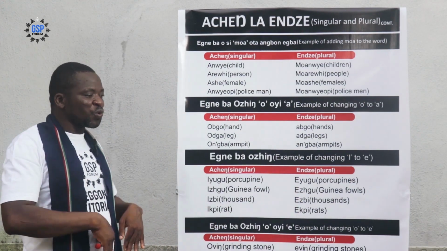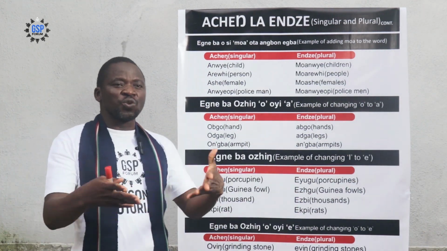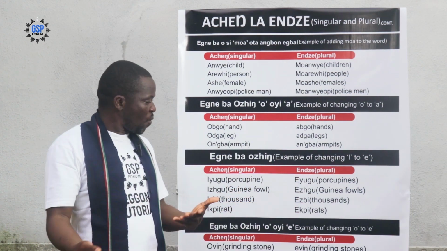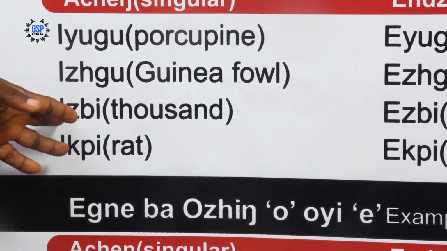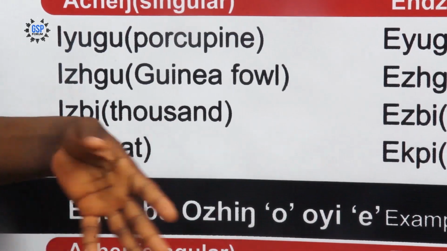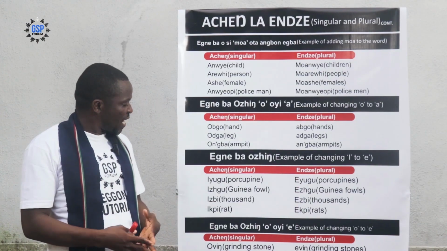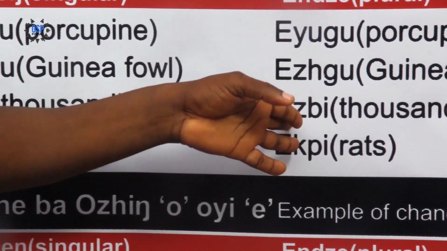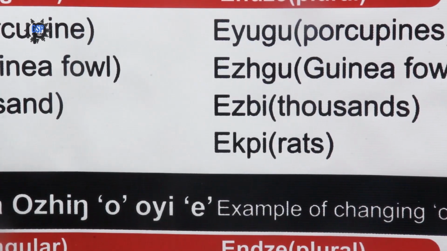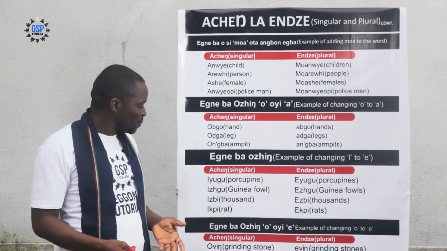Ijgu, when it is one. Ijgu, when it is more than one. Isbi, which is thousand. When it is more than one thousand, we say Isbi.